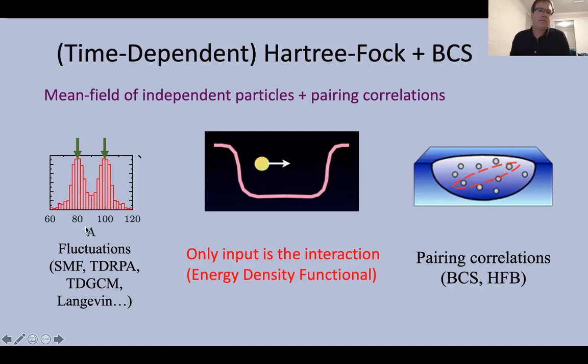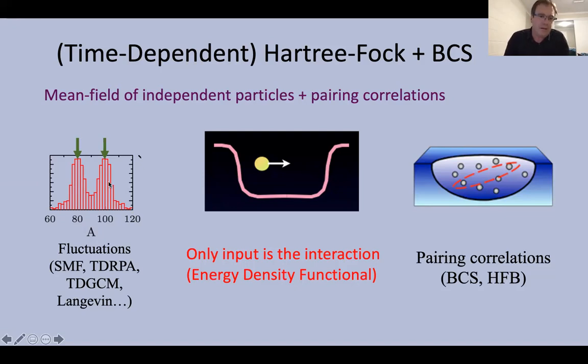If you stay at the mean field level, usually you can only get average quantities. So for instance, you can get the position, the centroid of the fragments. That's a kind of quantity which is within the range of application of Hartree-Fock and TDHF. However, you will not expect to be able to describe the width of this distribution. For that, you need fluctuations beyond the mean field.